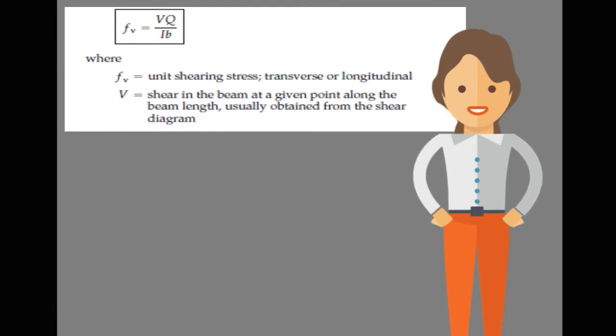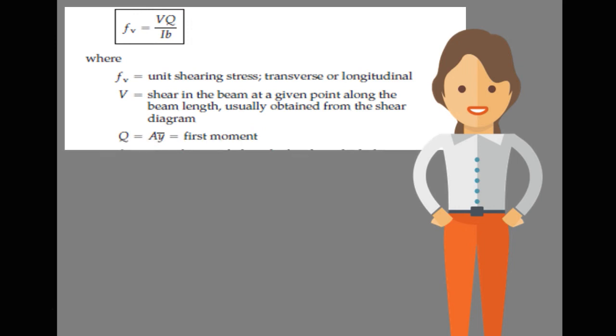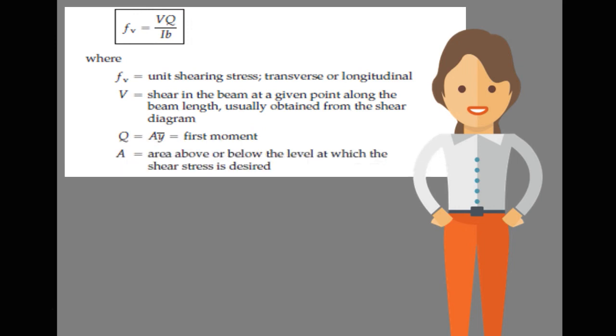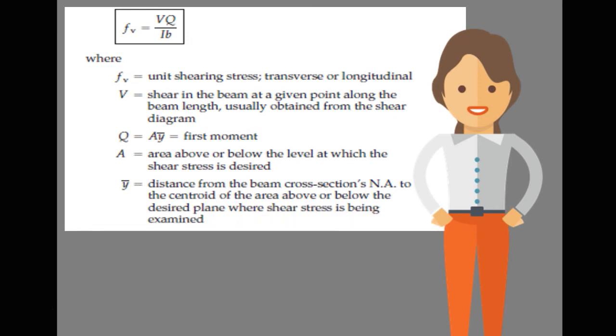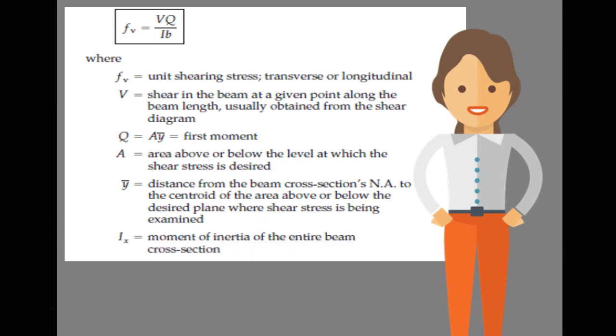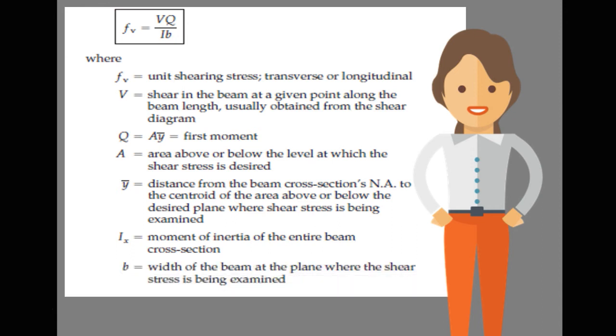V is shear in the beam at a given point along the beam length, usually obtained from the shear diagram. Q is AY or the first moment. A is area above or below the level at which the shear stress is desired. Y is distance from the beam cross section NA to the centroid of the area above or below the desired plane where shear stress is being examined. Ix is moment of inertia of the entire beam cross section. b is width of the beam at the plane where the shear stress is being examined.